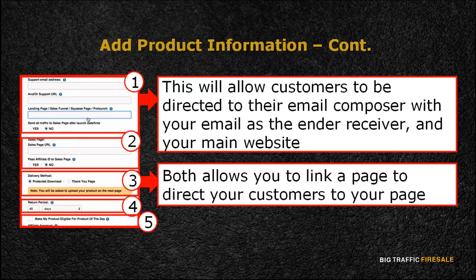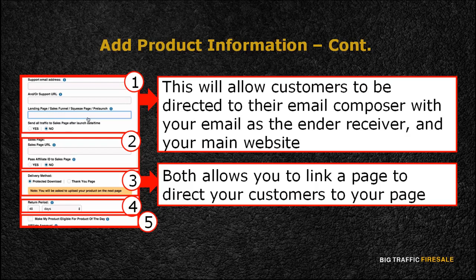Then, you'll come across 4 important boxes for your traffic generating method. They are the support email address, the support URL, landing page, and the sales page. Fill in your business email and your main website support site. This will allow customers to be directed to their email composer with your email as the end receiver, and to your main website should they come across difficulties with your product.